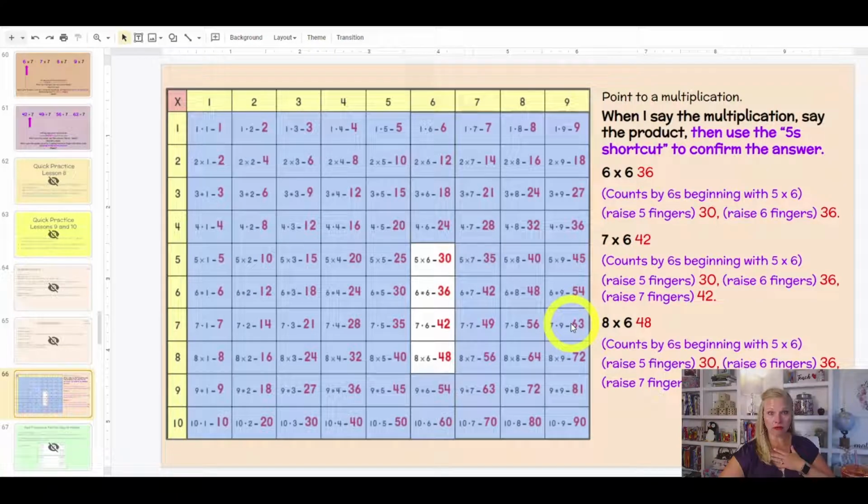Class, when I say the multiplication equation, you say the product. 5 times 6, think about it. Class, 30. Boys and girls, what's the 5 shortcut? If I read this, I get 5 groups of 6. I don't know 5 groups of 6, but I know 5 times 5, 25. Add another 5, 30. Boys and girls, I can do 6 times 6. I have 6 groups of 6. I don't know 6 groups of 6, but I know 5 groups of 6 is 30. Count up, 36. Right? So 7 times 6, class, 42.